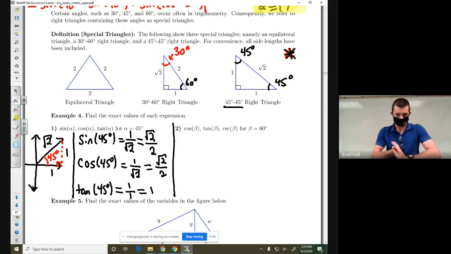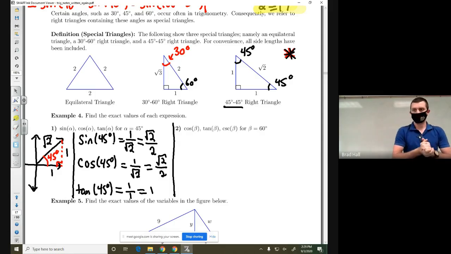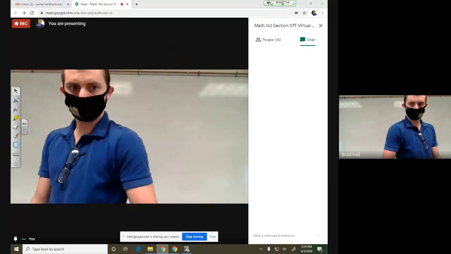Does anyone have any questions about this so far? Problem 2 is going to hopefully fill in any gaps you may have. Does anyone have any preliminary questions so far? Okay.